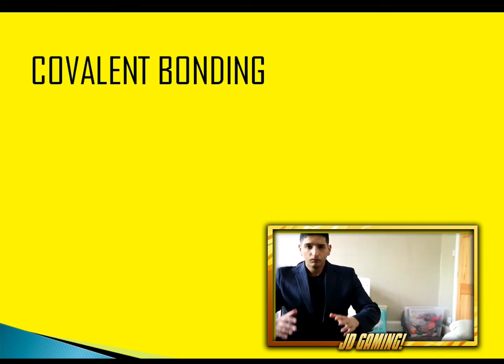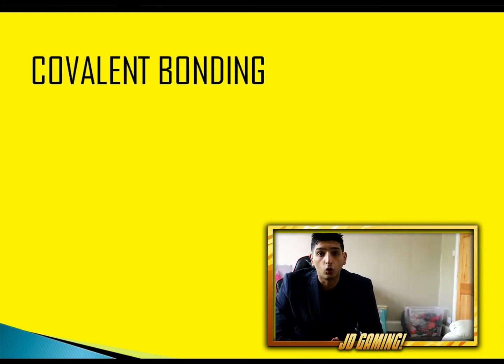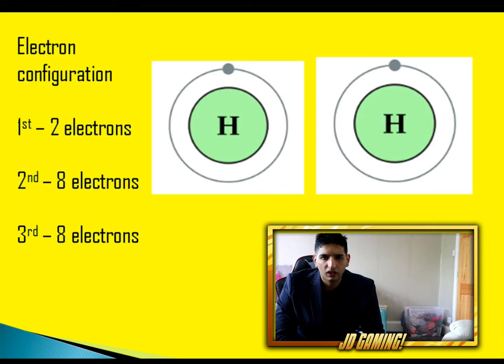Okay, so today I'm going to be discussing covalent bonding. Previously, in the last lesson, we looked at ionic bonding, which occurs between a metal and a non-metal, and we looked at how sodium transferred one of its electrons to chlorine. Okay, now it's very important to understand this concept.